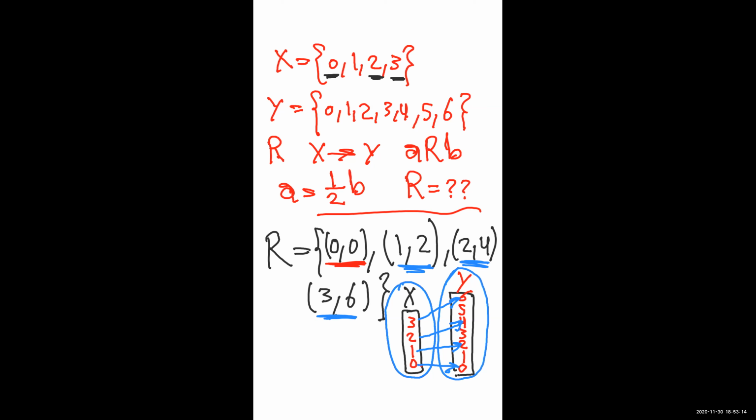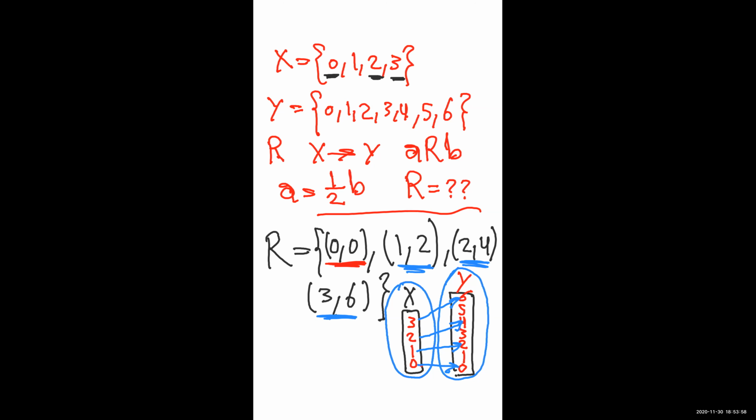This means each element of the set X has been connected with only one element of the set Y, right? Such that this relation is called a function, okay? So function means all elements on X have to participate in the relation once. So 0 will participate one time, 1 will participate one time, 2 will participate one time, 3 will also participate one time. So in this case, it's a function.